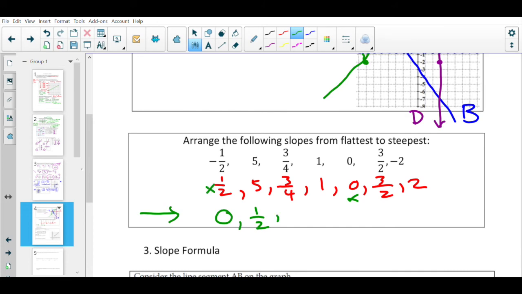Next one would be 3/4. So that's done. Next one would be not 3/2, but 1, right? 1 is less than 3/2, so 1. Then 3/2. Then 2. And then 5. So these are your slopes from flattest to steepest.